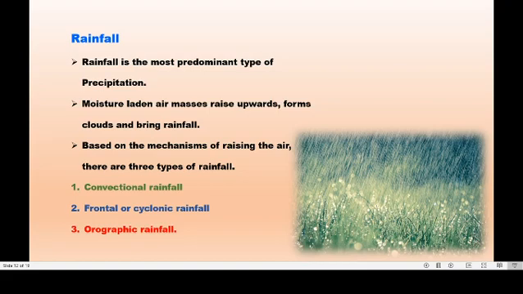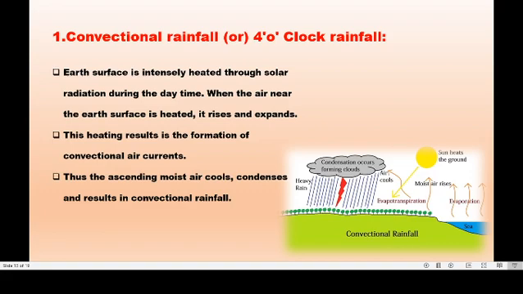So in this part, based on the mechanism of rising of the air, earlier you would have discussed that air mass rises up, but here in this particular rainfall we are going to discuss the mechanism of the rising of the air. Then what are the consequences of that rising of air? Based on that, there are three different types of rainfall: conventional rainfall, frontal or cyclonic rainfall, and the third one is orographic rainfall. So first we are going to discuss conventional rainfall.